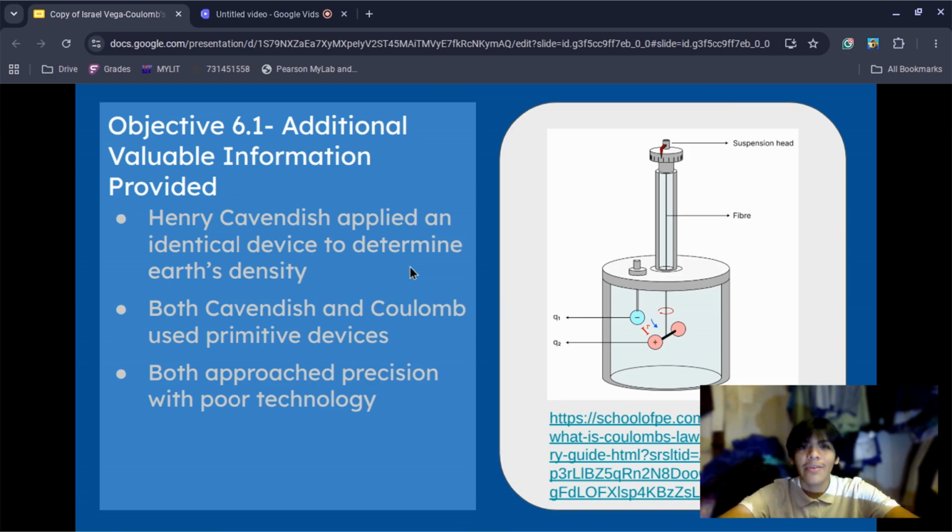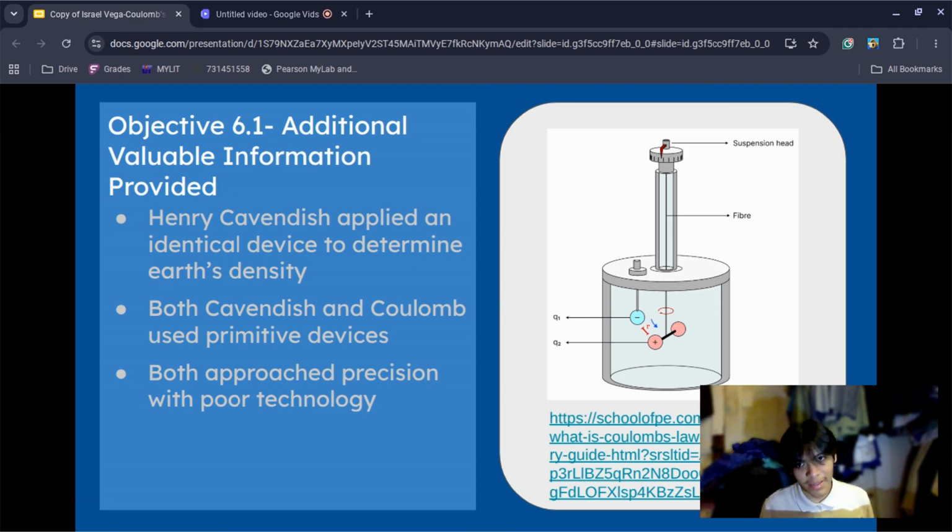And here's some more additional information I gathered. As I said before, Henry Cavendish was a scientist who applied an identical device, a technical torsion device, to determine the Earth's density. And both Cavendish and Coulomb used primitive devices where they had to analyze the device themselves instead of looking at a reading from a gauge. And they both approached precision using poor technology, which I think is really awesome considering how limited they were in their resources and the technology they had at this time.